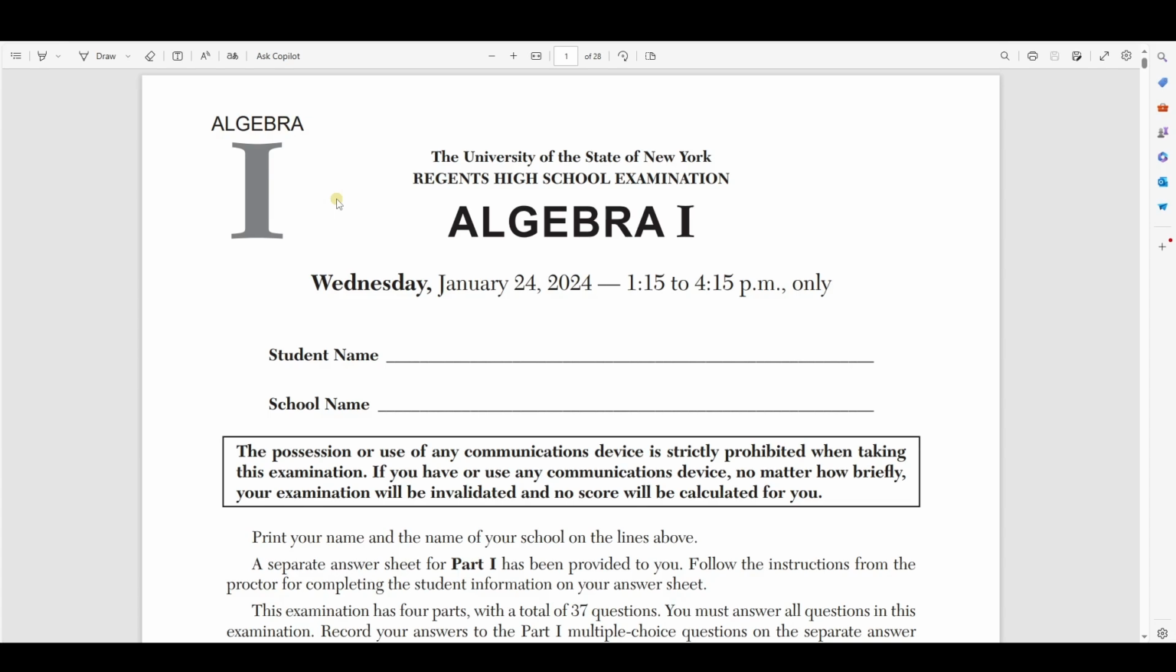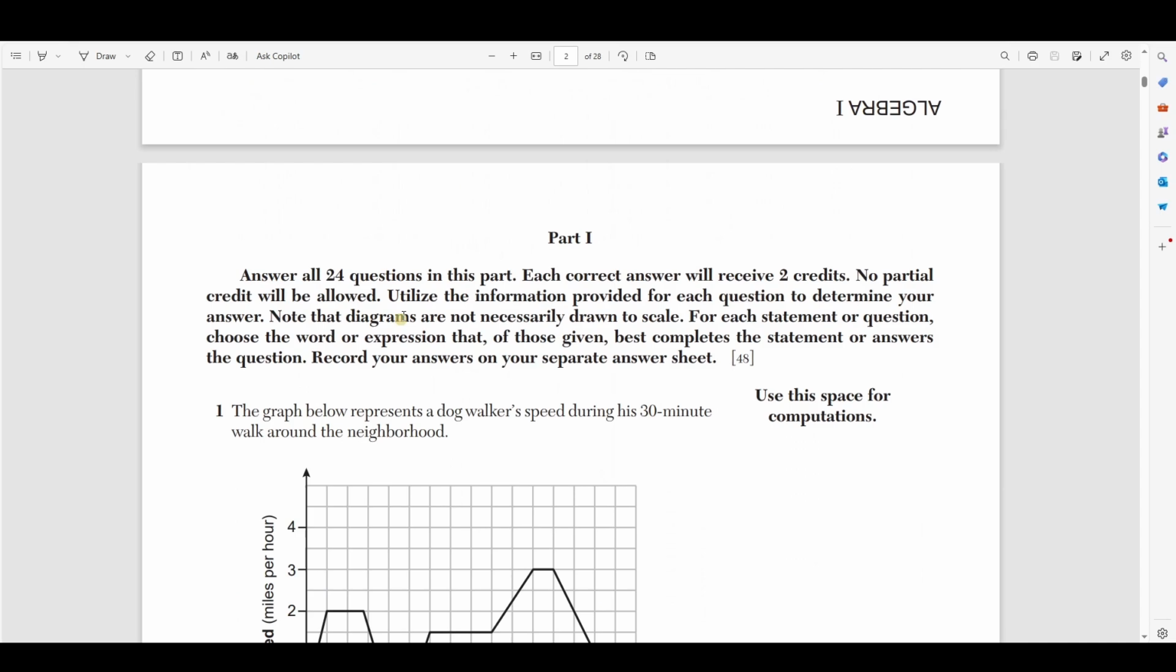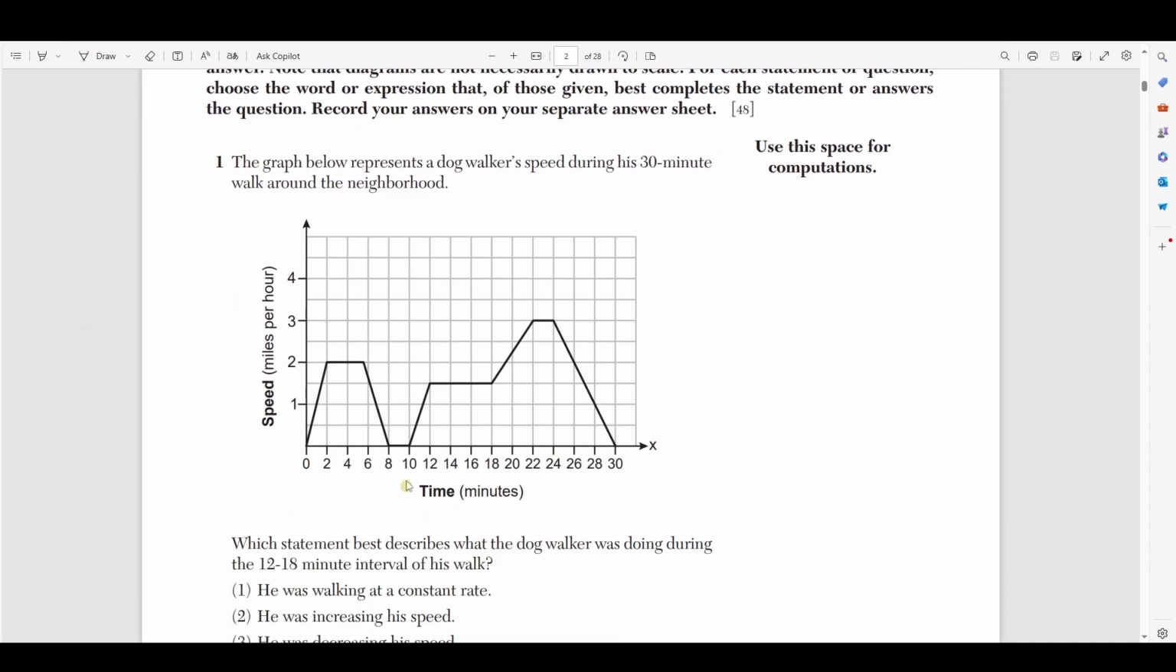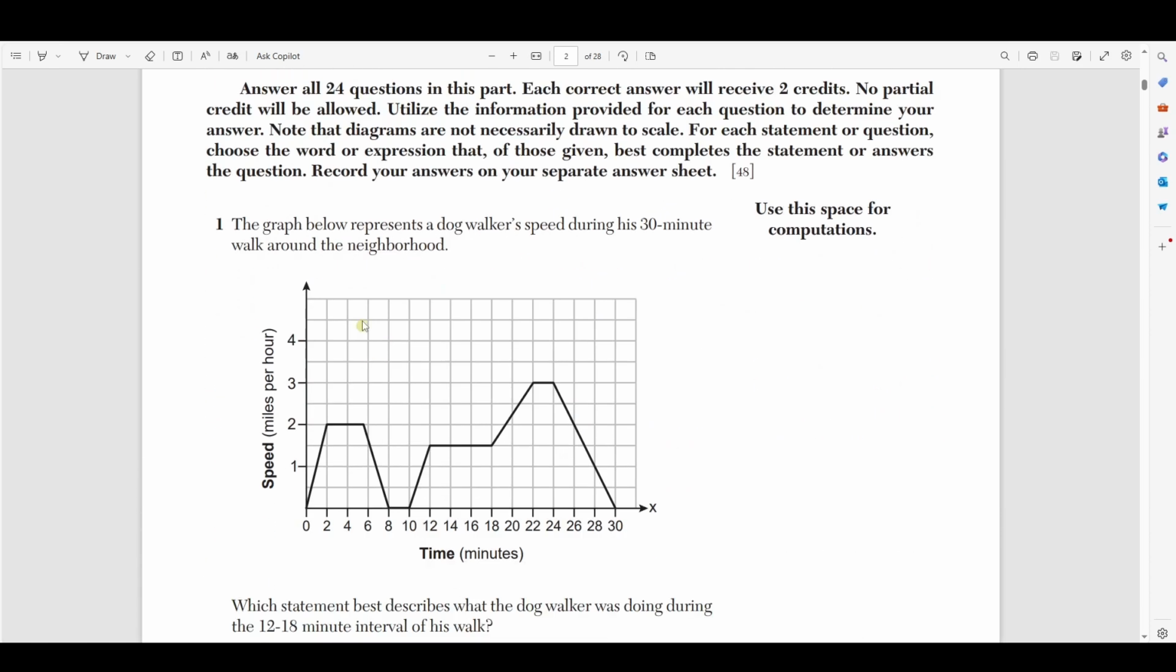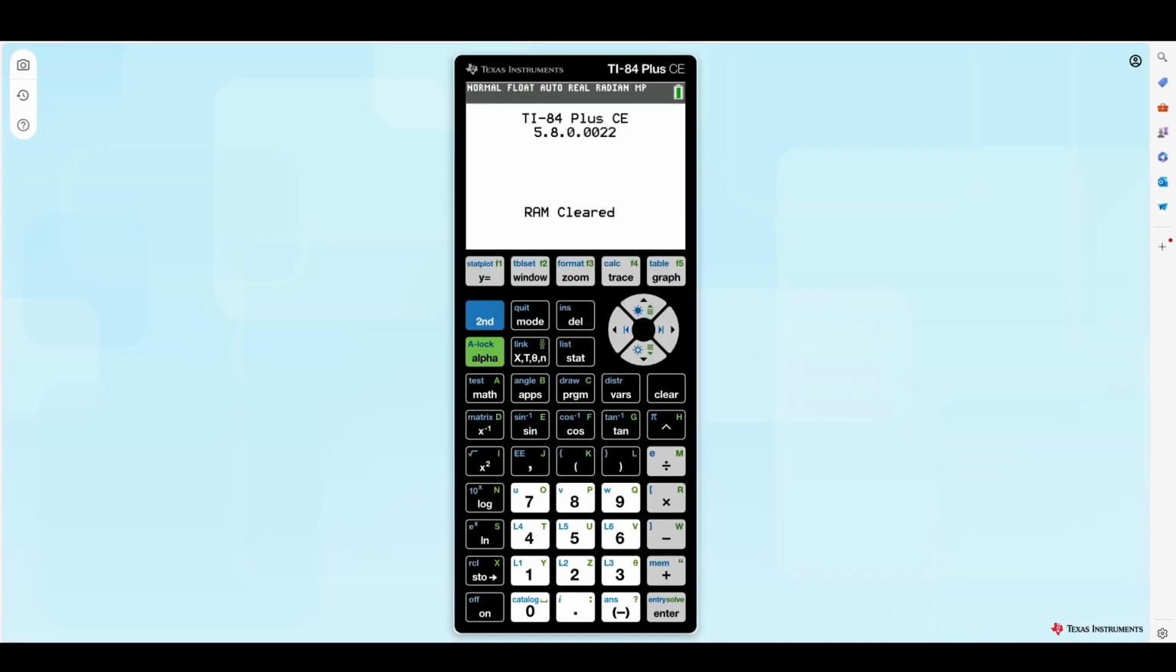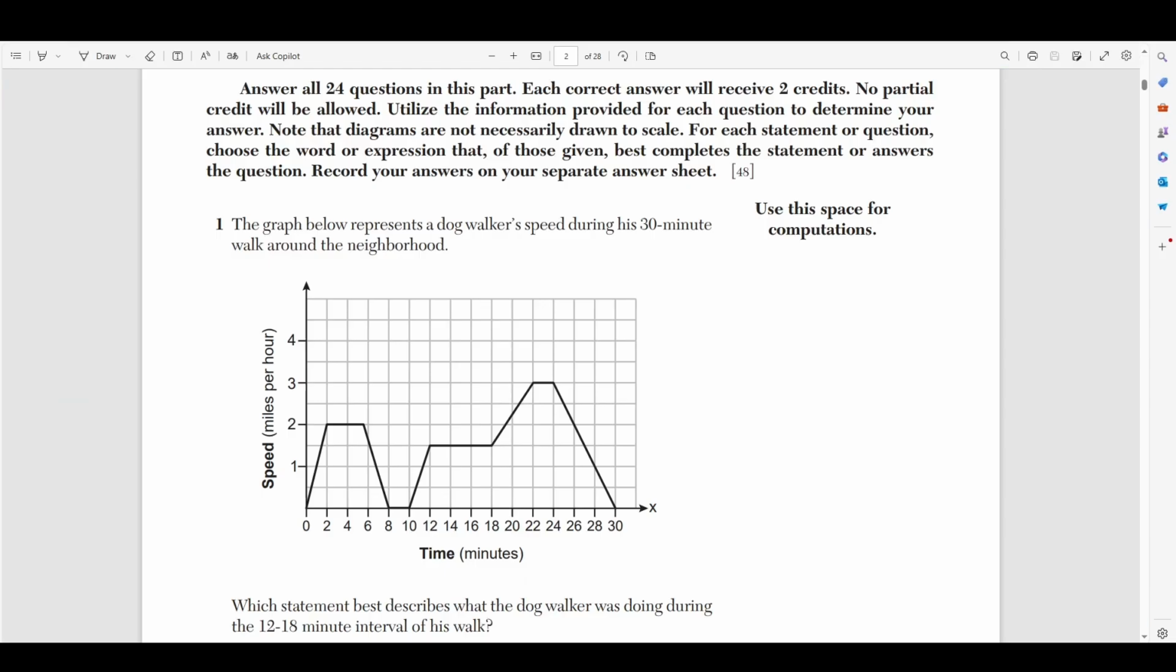Hello everyone, today we're going to be going over the January 2024 Algebra 1 Regents exam. We're going to be looking at part 1, which is multiple choice questions 1 through 24. For this test, you are required to have a graphing calculator. So when I'm going over this video, I'm going to be using a TI-84 Plus CE, which is similar to the calculator you have on the test.